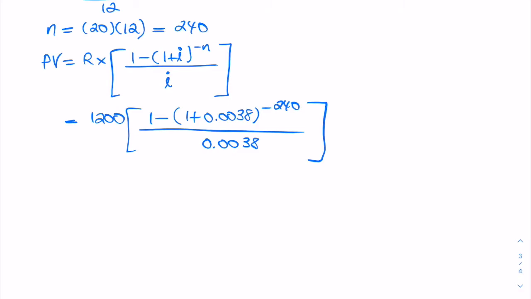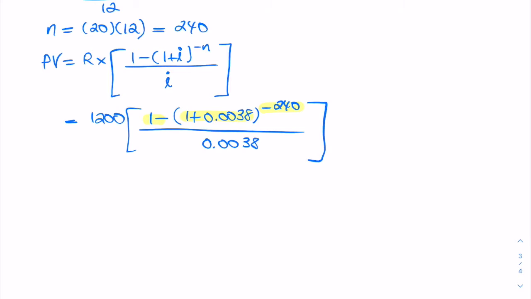Work this out on your calculator. Just to remind you again, you're going to have to use BEDMAS. So I'd recommend working inside of the innermost brackets first. Please add 1 and 0.0038. You're going to get a number. Raise that number to the exponent of negative 240. Hit equals, you'll get another number. Then you're going to have to do 1 take away whatever that number is. Hit equals, you'll get a number.